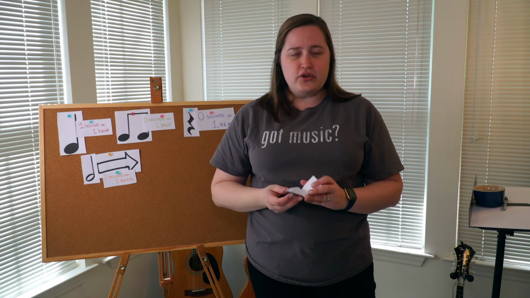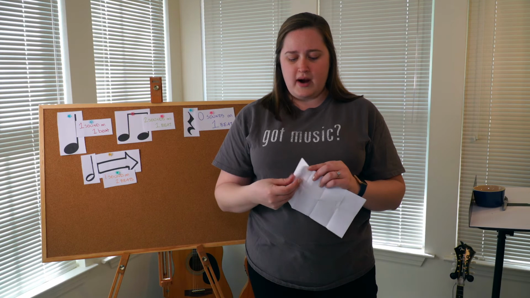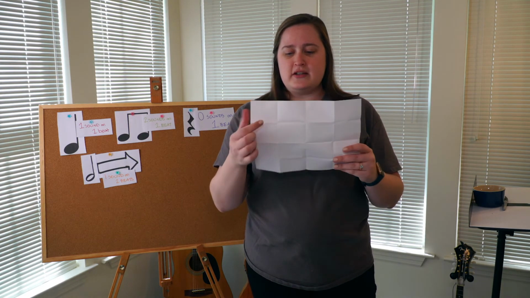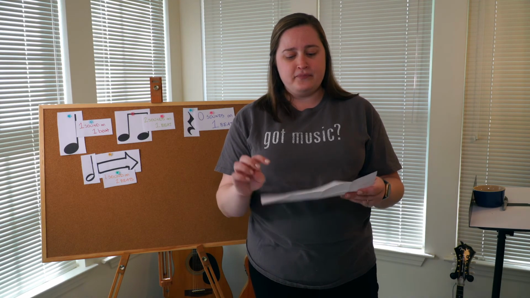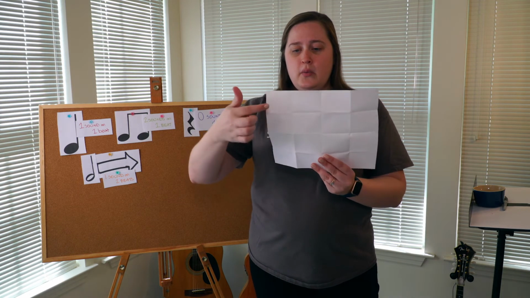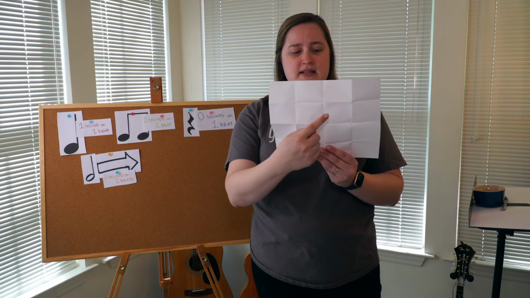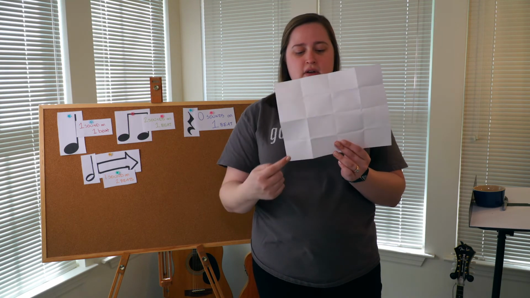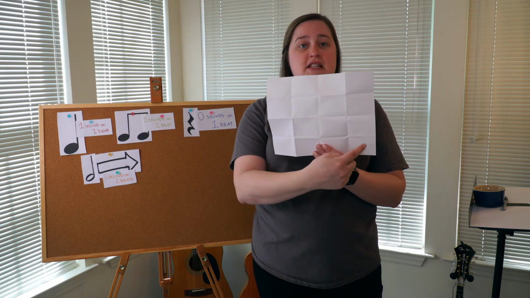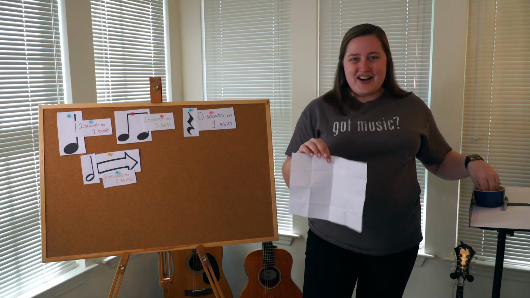Now, after I've folded my paper, I'm going to open it all the way back up. We're going to write on our composition. Those boxes are just to help us out. In fact, let's count how many boxes we just made on our paper. Here we go. 1, 2, 3, 4, 5, 6, 7, 8, 9, 10, 11, 12, 13, 14, 15, 16. So you should have 16 squares on your piece of paper.